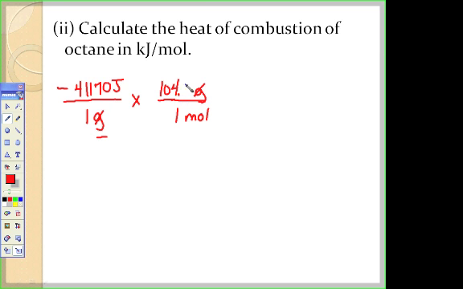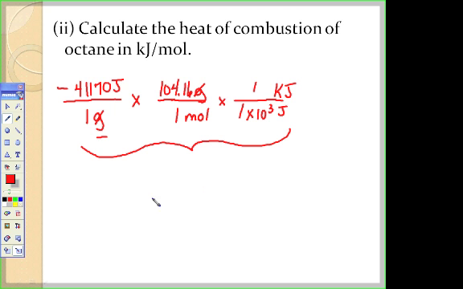Octane has a molar mass of 114.26. And then I want to get rid of joules and go to kilojoules. 1 kilojoule, 1 times 10 to the third. So here I did it all as one dimensional analysis. You could certainly have done it in 2 steps like we did in the previous problem. And if we have all of our algebra right, we have, with 4 sig figs, minus 4,288 kilojoules for every mole of octane that is combusted.